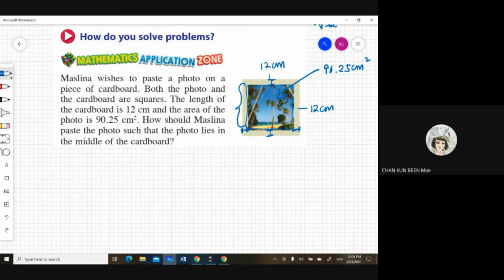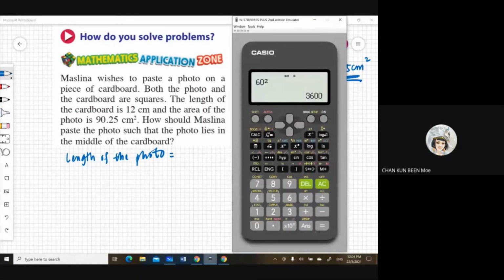Okay, how to get the length of the picture? We are going to get the square root. So I write down length of the photo. You're given the area of the photo is 90.25. So to get the length of the photo, it is the square root of 90.25. Then you get the answer is 9.5.